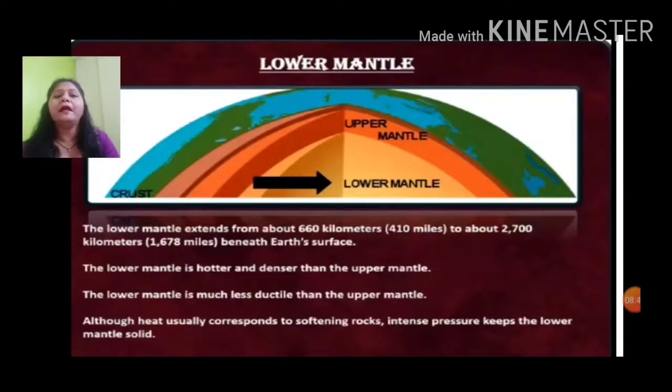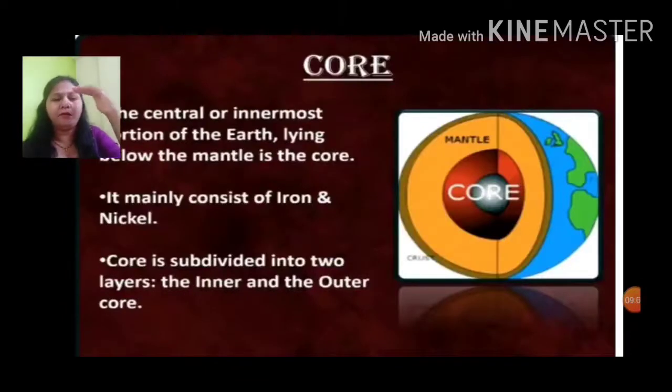Clear? Then let me tell you, the lower mantle is much less ductile than the upper mantle. Although heat usually corresponds to softening rocks, intense pressure keeps the lower mantle in the solid form. It has a lot of pressure from the above layers, from the crust and the upper mantle, and so the lower mantle is in solid form.